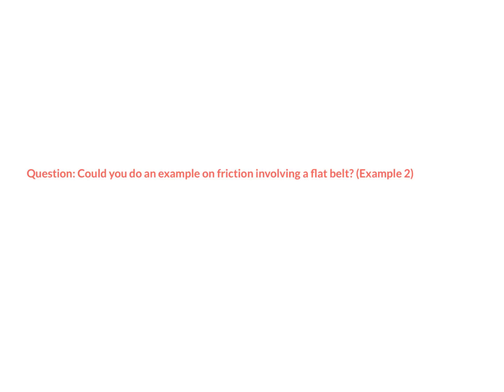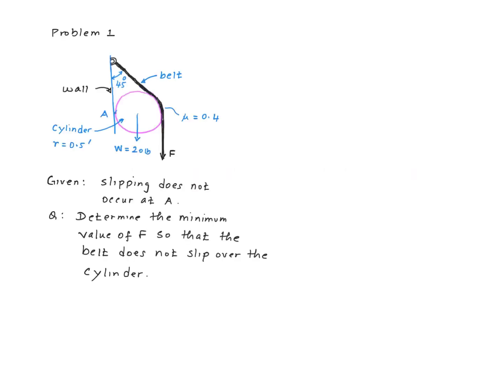The question that I have here is, could you do an example on friction involving a flat belt? You know what, let's go ahead and do a couple of small but different problems. So here's my first problem.